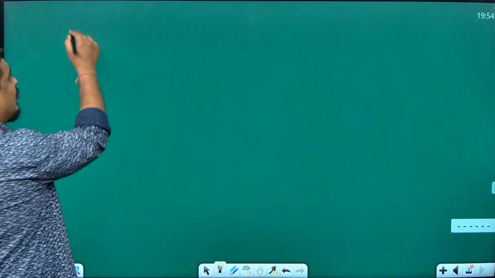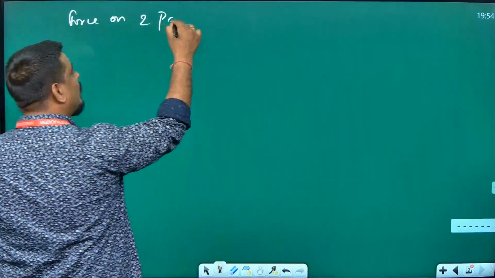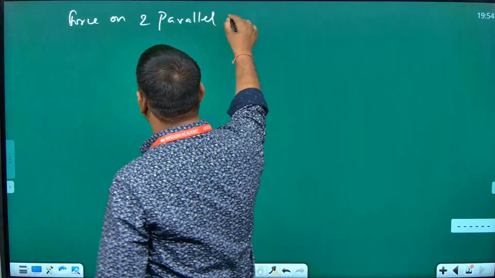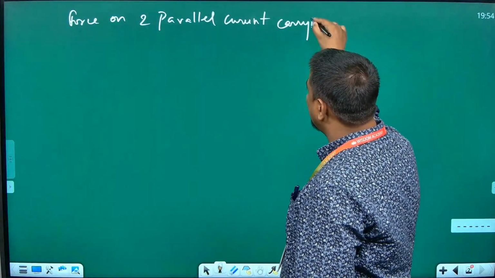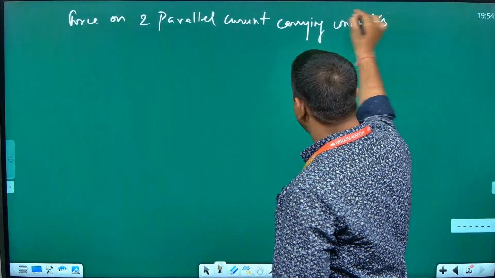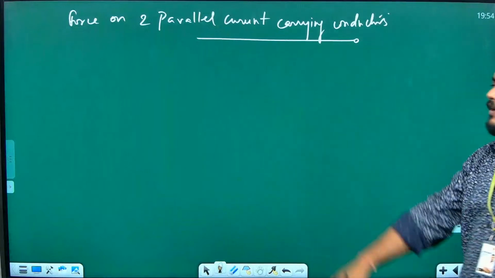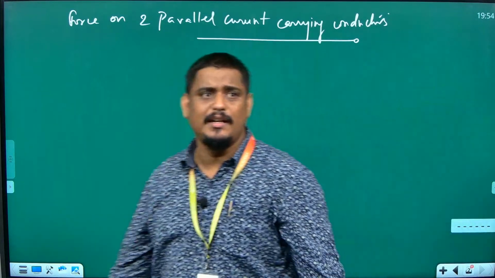So give the heading as force on two parallel current carrying conductors. Please pay attention. After you write the heading, drop your pens for 2 minutes. Let me explain to you and then you can copy it.